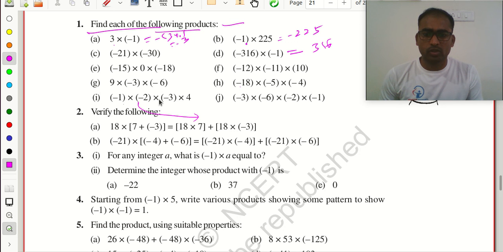Minus 1 into minus 2 into minus 3 into 4. Here 3 negative integers are there. So it should be negative first and then positive; positive into negative is negative only. So the answer will be negative. 1 times 2 is 2, 2 times 3 is 6, 6 times 4 is 24. Okay?